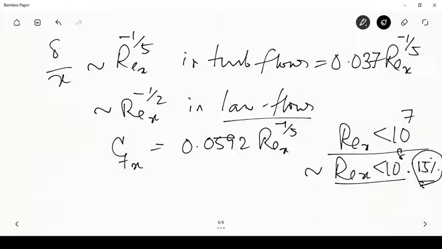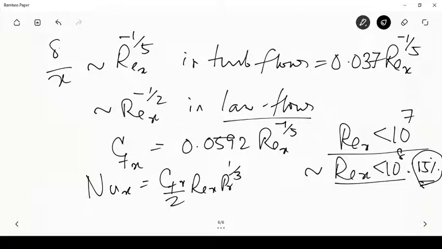Using the Colburn-Chilton analogy, now we can write the expression for Nusselt number. So the Nusselt number Nux will be Cfx by 2 into Rex Pr to the power of 1 by 3, right? So this is basically what we wrote in the Colburn-Chilton analogy.